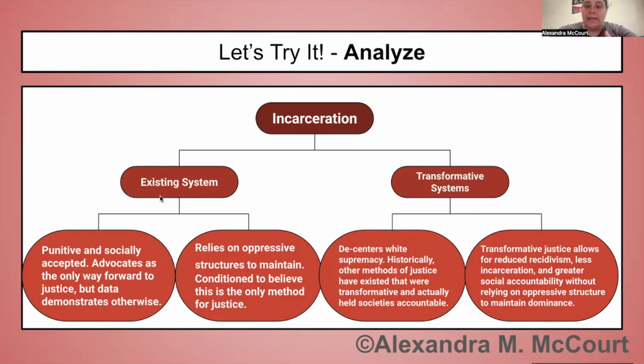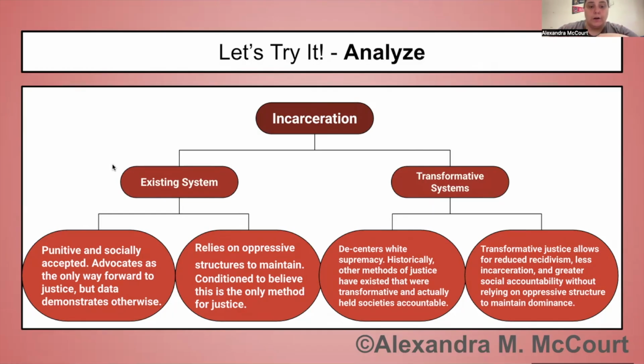So if I'm looking at existing systems, and everything that I know about existing systems based off of Davis, is that the existing system is punitive and socially accepted, advocates as the only way forward to justice, but data demonstrates otherwise. Similarly, it relies on oppressive structures to maintain, conditioned to believe this is the only method for justice. A lot of times when we think about prison systems, people anticipate punishment as the only way for justice. And Davis advocates for otherwise.